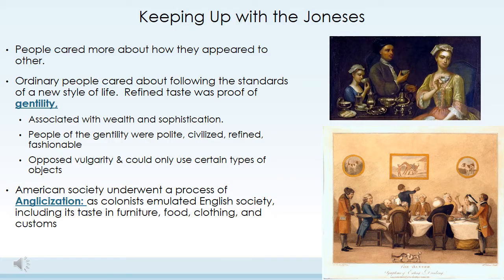Their refined taste was proof of gentility, and this is a term that became synonymous with the attributes associated with wealth and sophistication. People of the gentility were polite, civilized. They were refined and fashionable. They opposed vulgarity and could use only certain types of objects. And American society underwent this process of Anglicanization, which simply means that the colonists wanted to emulate English society in as many ways as possible, including its taste in furniture, food, clothing, and even customs.